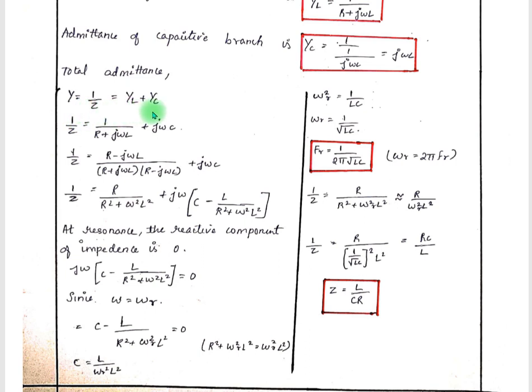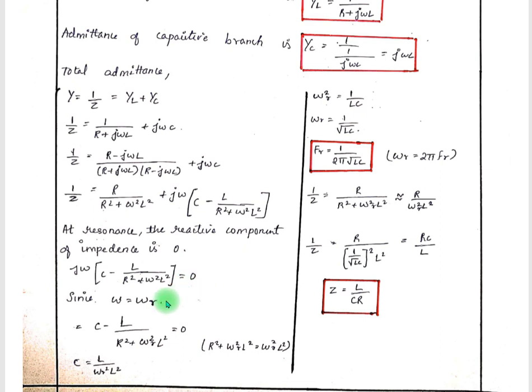YL plus YC. By substituting the values of YL and YC, we can form the equation like this, and by performing some mathematical operations, we will get this type of equation: 1 by Z is equal to R by R square plus ω square L square, plus jω into C minus L by R square plus ω square L square. At resonance, the reactive component of admittance is 0. Hence, this whole term becomes 0. We will be left with jω into C minus L by R square plus ω square L square is equal to 0, as shown here.